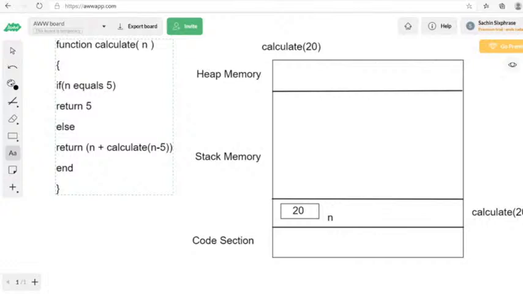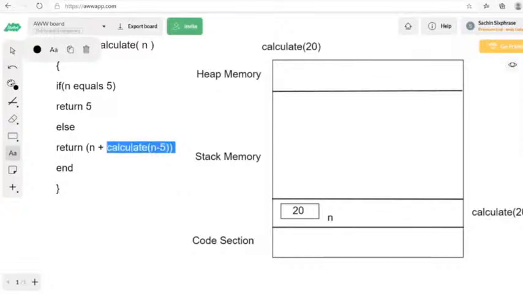In the else part, you have n plus calculate of n minus 5. Remember, this recursive call is still a function call. Whenever a function is getting called, an activation record has to be created. The existing activation record can be deleted only if all the lines of the function are properly executed. But we have not completed the execution; we have come only to this line.